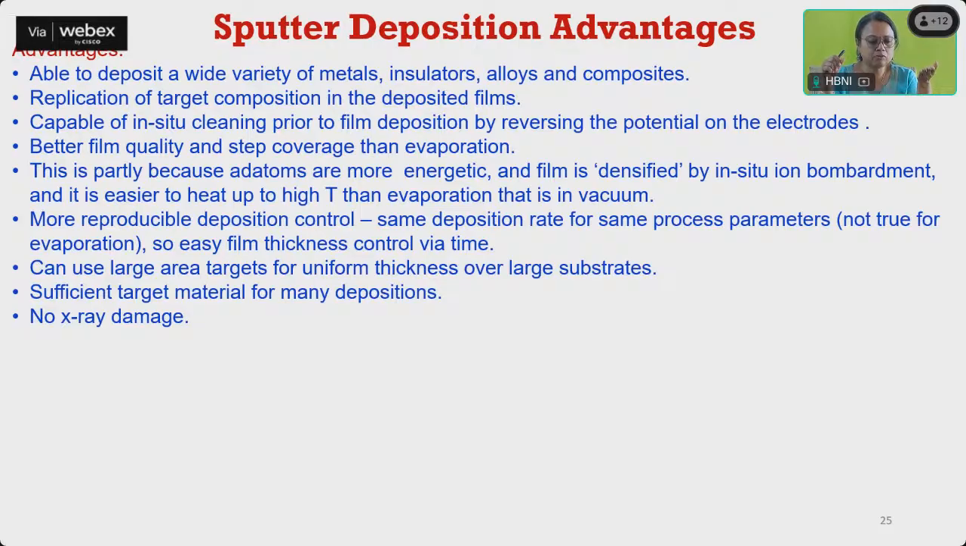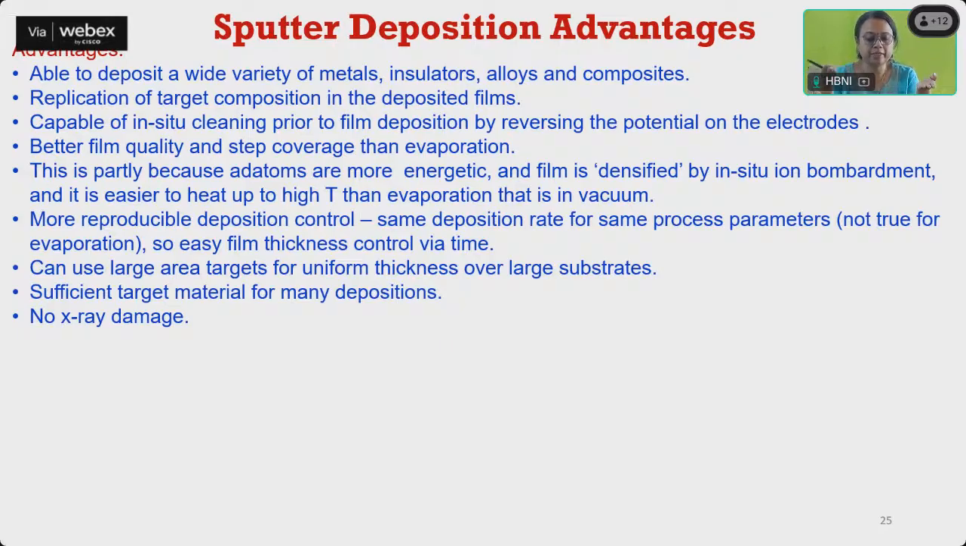Better film quality and step coverage than evaporation, because wherever the plasma is there, there will be deposition. In evaporation, the material comes in a cone, so the deposition will be different at different places if you are using a very big substrate. The thickness of the film will differ. Whereas in sputtering, wherever the plasma is there, you will get a similar kind of film. This is partly because adatoms are more energetic and the film is densified by in situ ion bombardment.